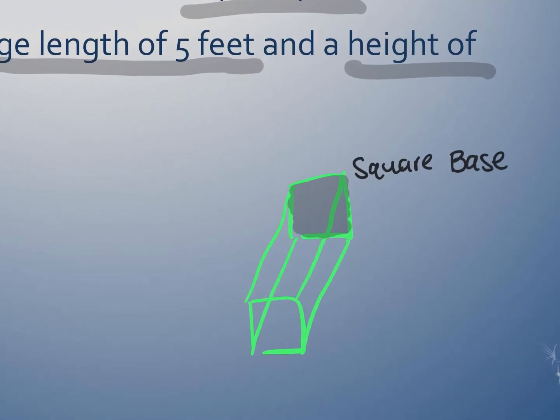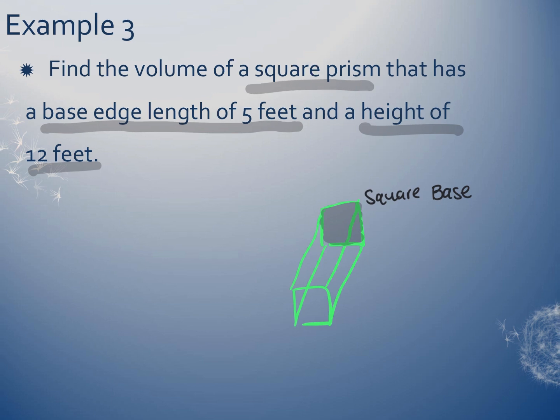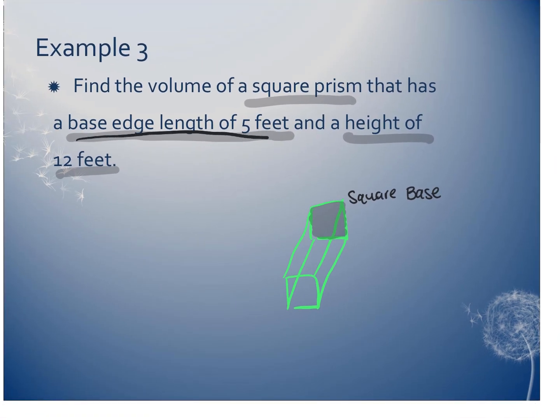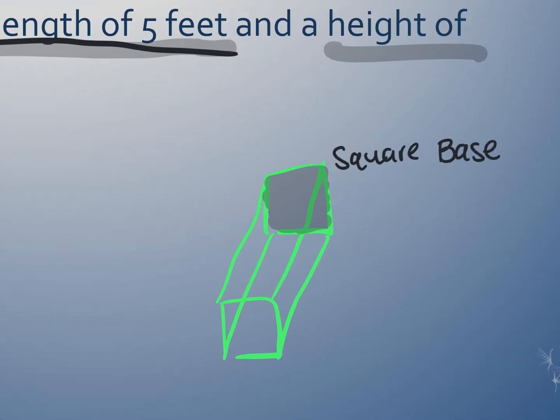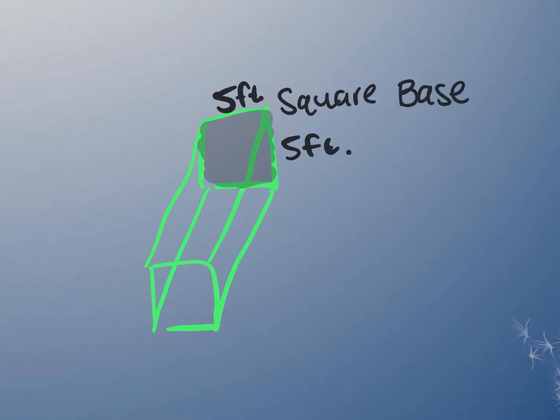So this is a square base. What are the lengths of its sides? We don't know? They're 5. Well, how did you know it was 5? Very good. Its base edge length is 5 units, okay? So we're going to say it's 5 feet by 5 feet, and it's a square, so I know each of those sides are congruent, right? The height of the prism is 12 feet. So if we were to draw a perpendicular segment down to the base, it would be 12 feet. And this represents my height.